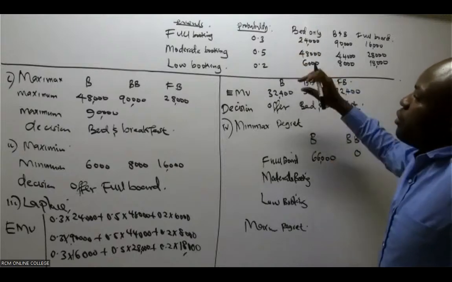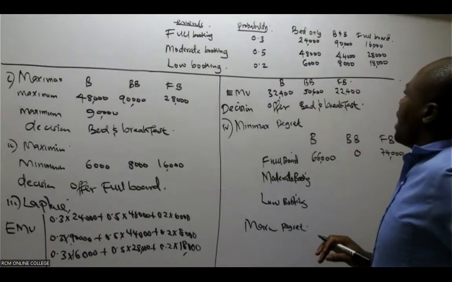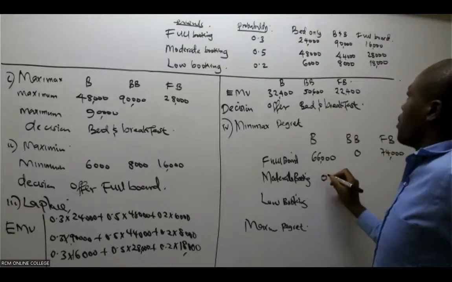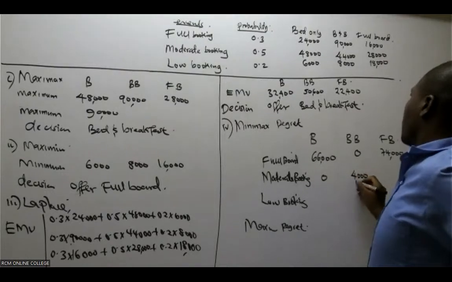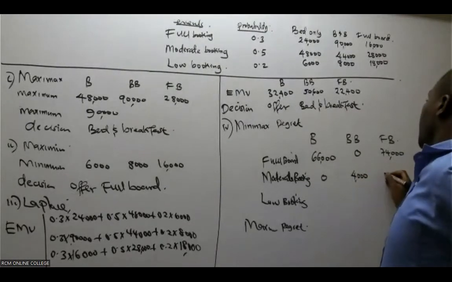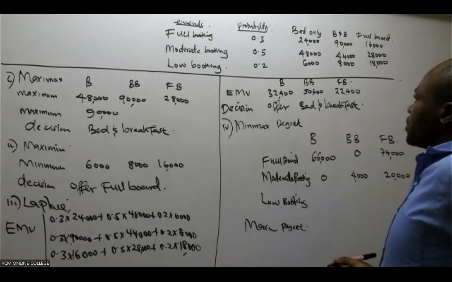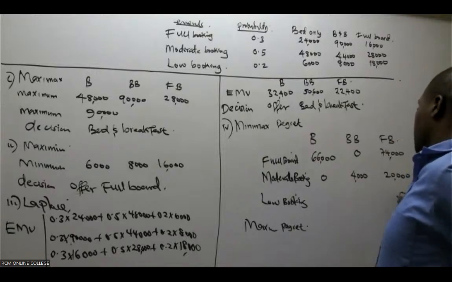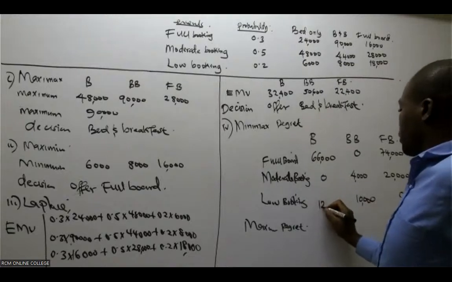You come to row number 2 under moderate booking. In the event that moderate booking has taken place, our highest expectation is 48,000. So 48,000 minus 48 is 0. 48 minus 44 is 4. 48 minus 28 is 20. In the event that low booking has occurred, we expect the highest figure of 18,000. 18 minus 18 is 0. 18 minus 8 is 10. 18 minus 6 is 12.